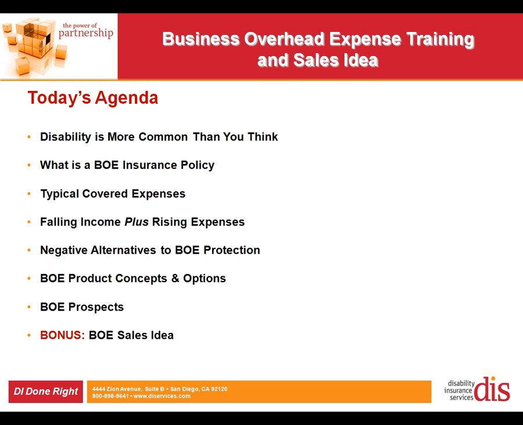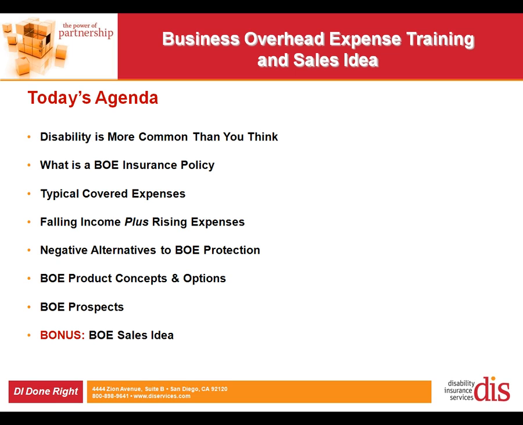So our agenda, what I want to do is talk about how common disability really is. Show you guys some stats. Let's mention exactly what a BOE insurance policy is. I want to show you the typical covered expenses. I have a nice chart that represents falling income plus rising expenses. We'll discuss negative alternatives to BOE protection, talk about some BOE product concepts and options.